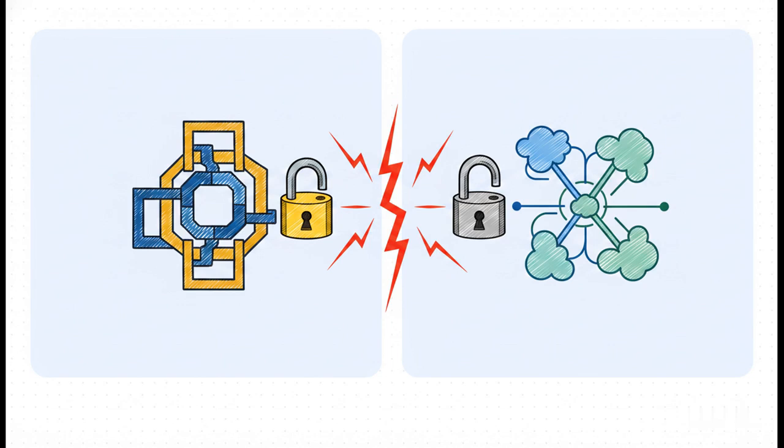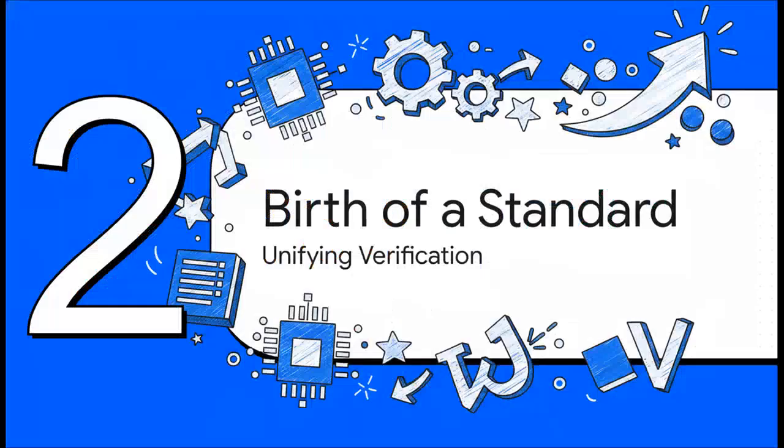The problem? VMM and OVM were completely incompatible, literally couldn't talk to each other. This threatened to totally fragment the entire semiconductor testing industry. It meant a test bench written for one tool couldn't be used on another. The industry desperately needed a unified solution. Which brings us to Section 2, birth of an industry standard, unifying the verification world.